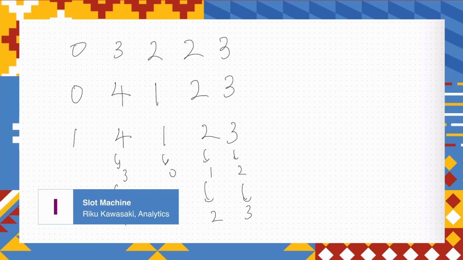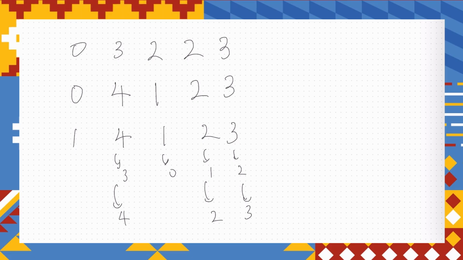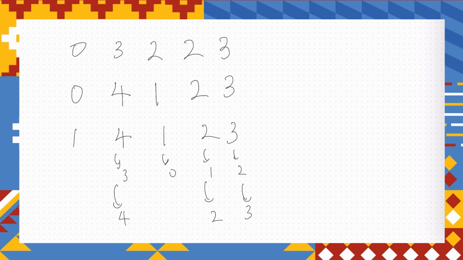Hello, I'm going to explain the problem I and its solution. So the problem is like this. You have a slot machine that shows n wheels, and each wheel has n distinct symbols. Note that the size of the wheel is the same as the number of wheels.